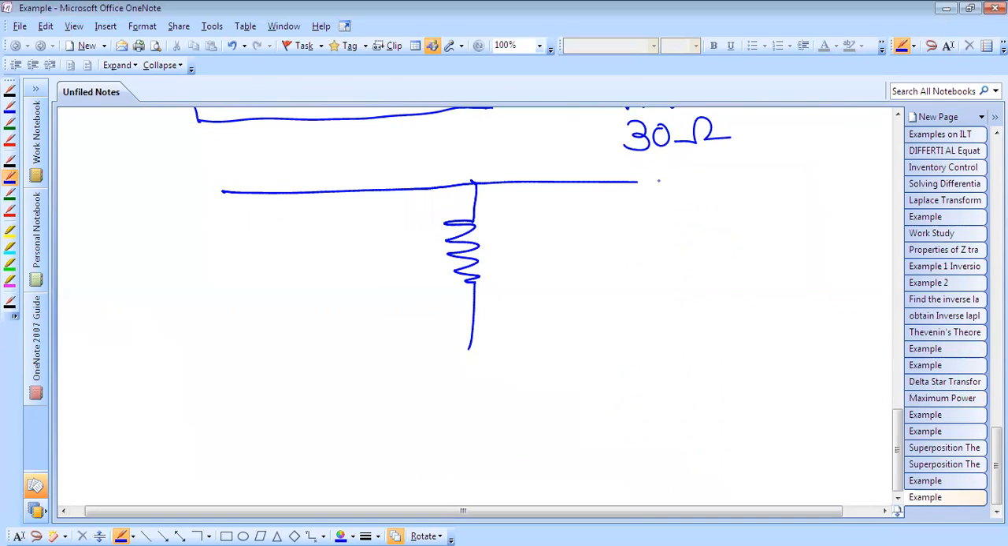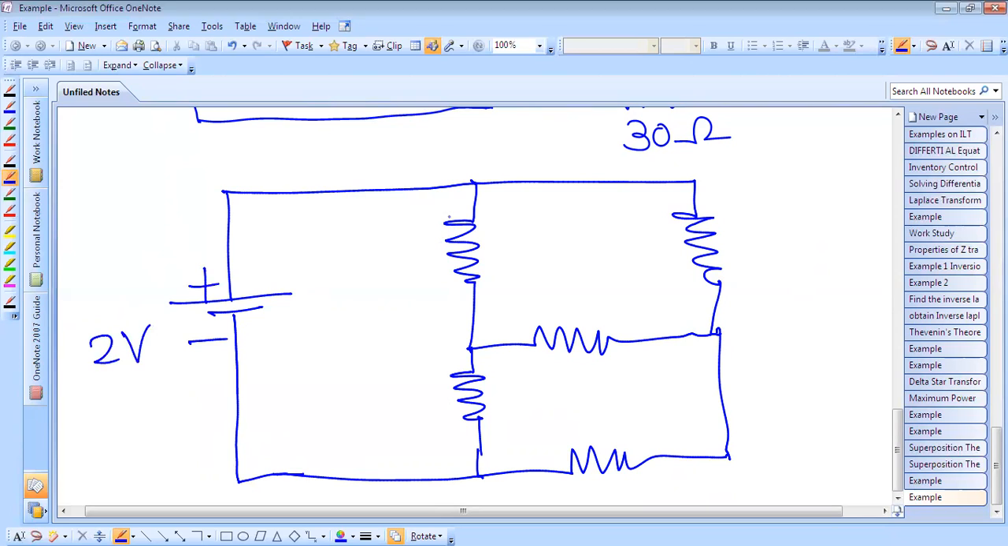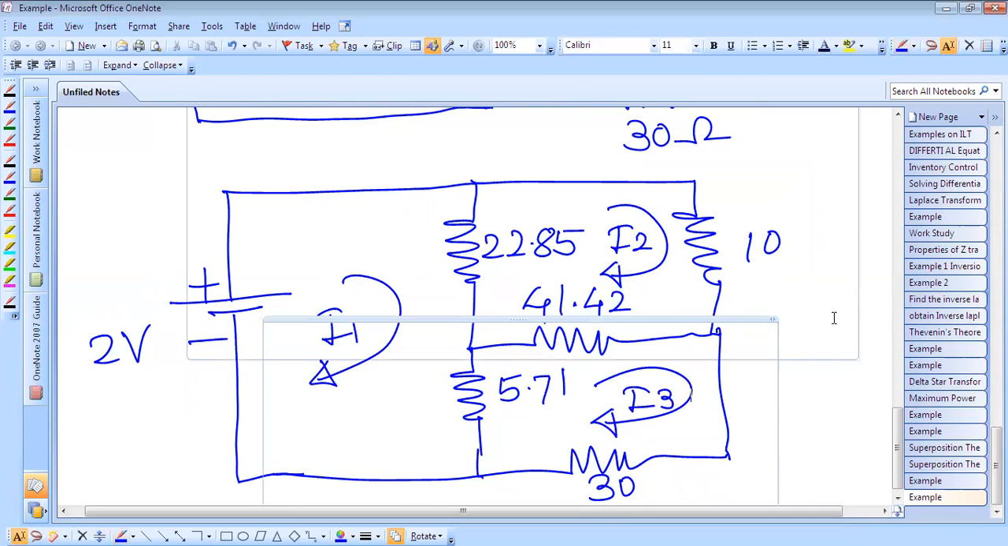So one resistance is on this side, one on this side, and one on this side. This is 22.85, this is 10 ohm, this is 41.42, and this is 5.71 and 30. Okay, now we'll give the names. Suppose this is I1, this is I2, and this is I3. There are three loops. We'll apply the KVL to these loops and find the three equations.